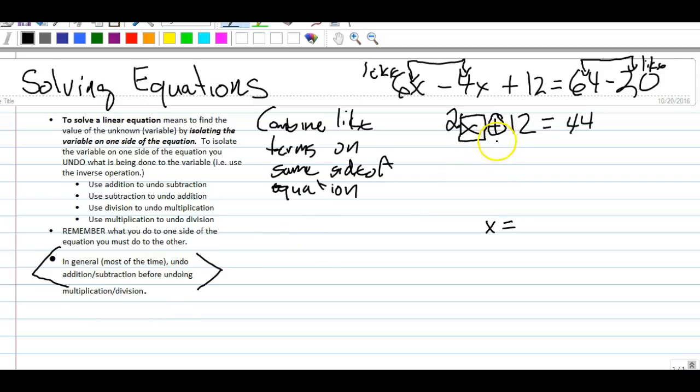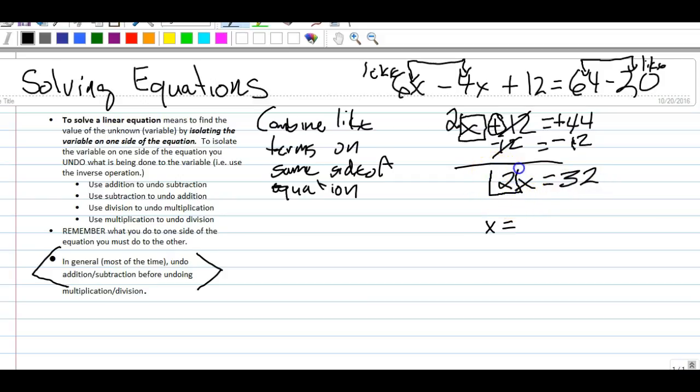So to undo the addition of 12, we use subtraction to undo addition. So I'm going to subtract 12 from both sides. Here the plus 12 and the minus 12 will do each other in, and that will give me 2x. And here I have unlike signs, so I'm going to subtract. Subtract the 12 from the 44, which gives me 32, positive. And I'm not quite where I want to be.